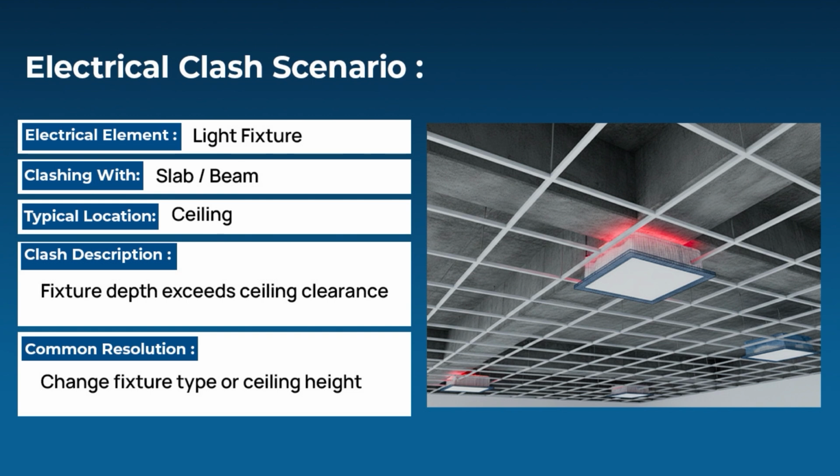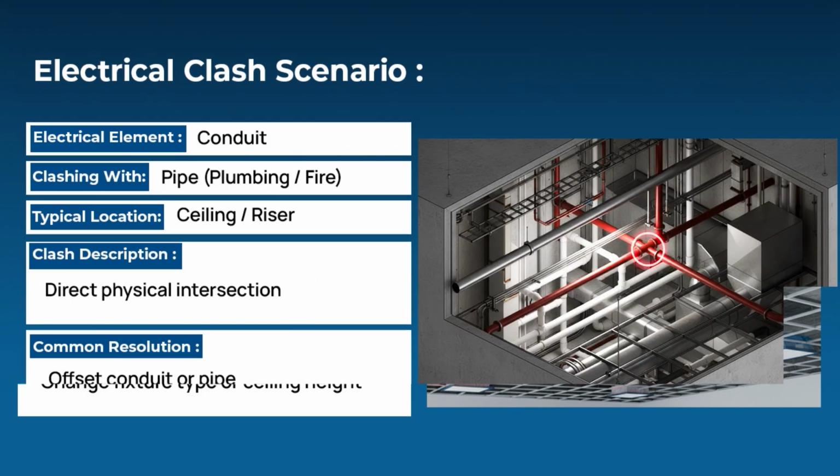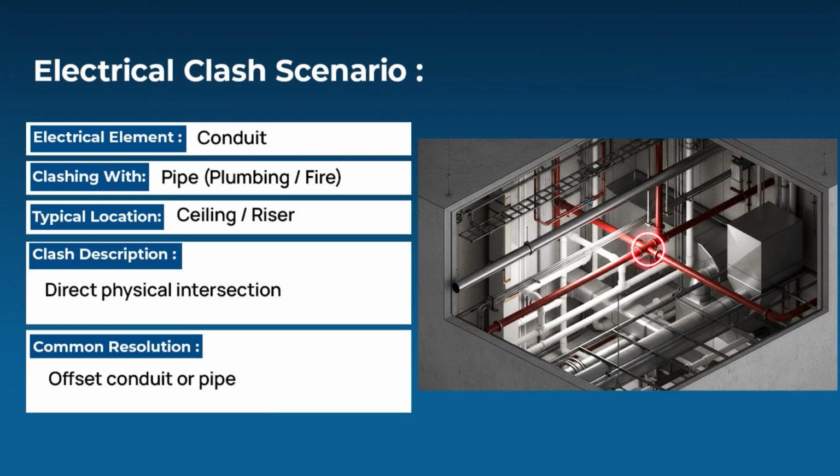Next is clashes with the plumbing or fire protection equipment, where they directly intersect, like you can see here. A plumbing line going through the HVAC, and plumbing and HVAC panels colliding with each other, or a plumbing line colliding with the electrical. These can be resolved with offsetting conduits or pipes.